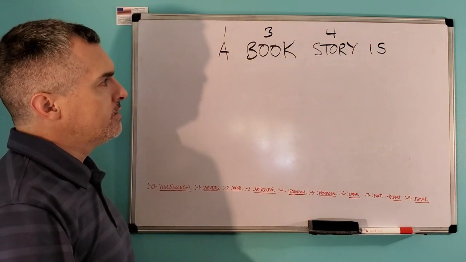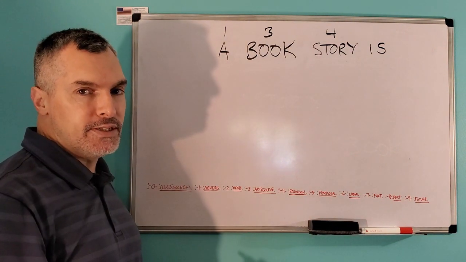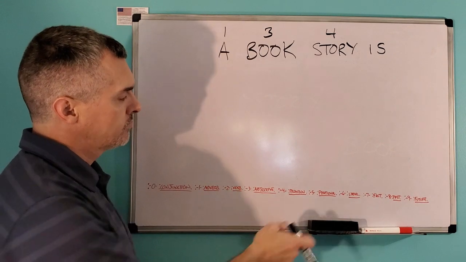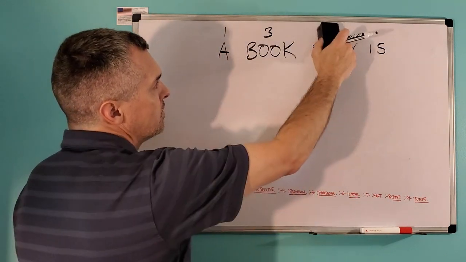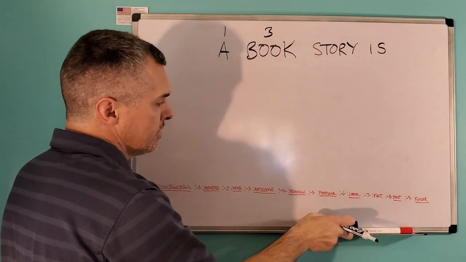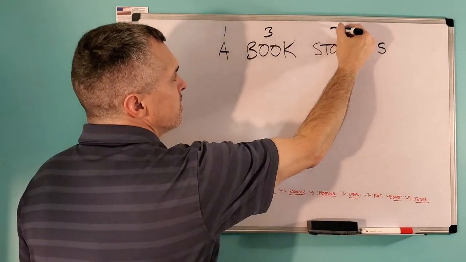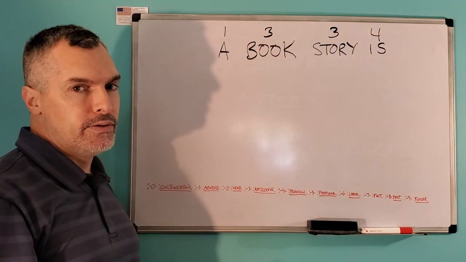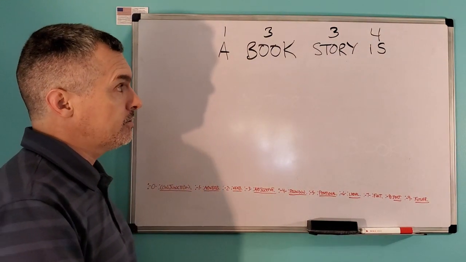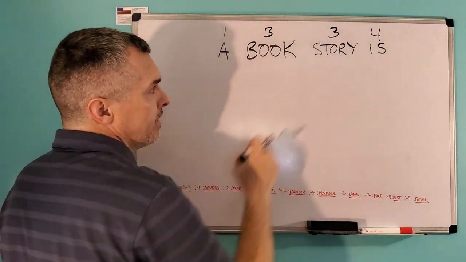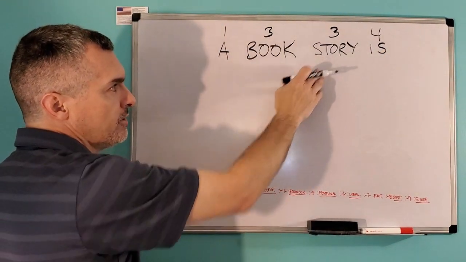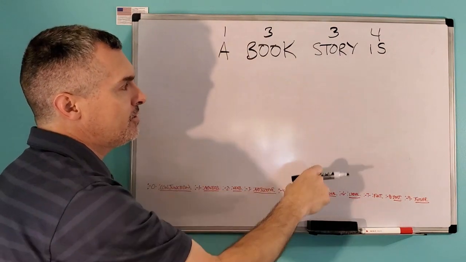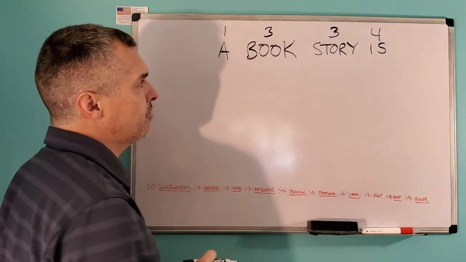Now we have "is." Now what happens to the syntax values? "Is" gets modified into a pronoun representing any word in the English language. Story is modifying any word in the English language. Story is any word in the English language, pushing the modification forward into this pronoun.